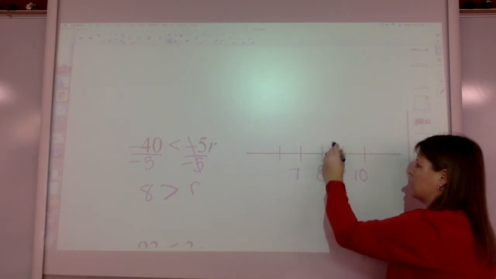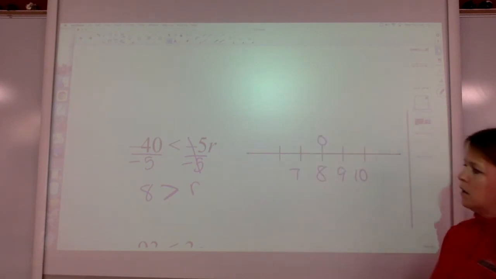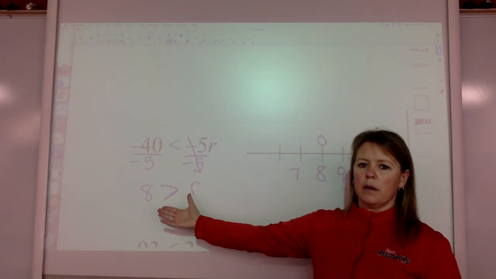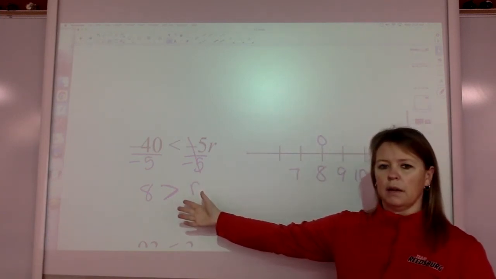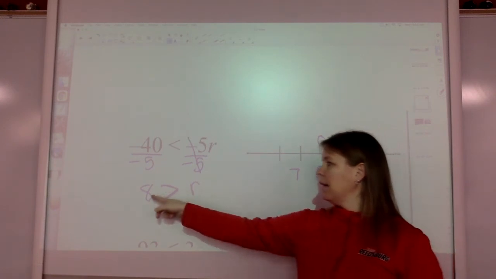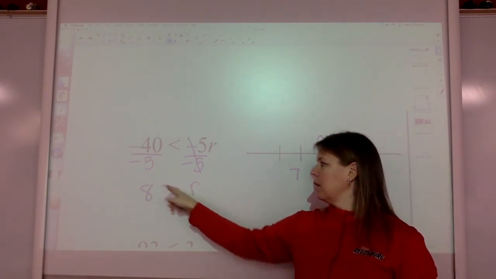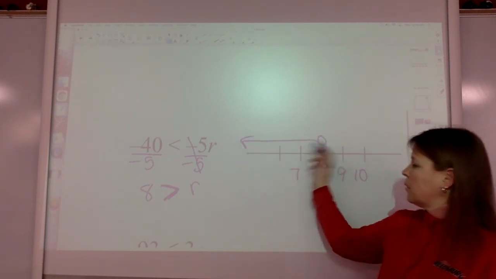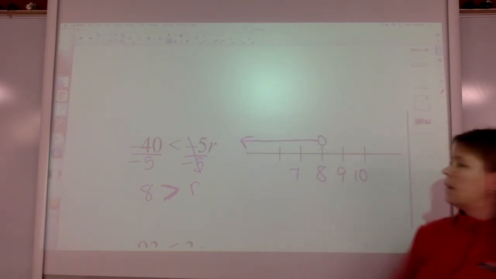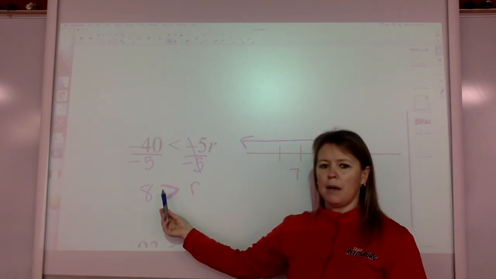8, 9, 10, 7, 8, 9, 10. And you have to be careful. You're not following the arrow here. You can't just draw it greater than and go to the right because our variable's on the wrong side. It wants r to be less than 8, so all of the numbers r must be smaller than 8. We flip the sign because we divided by a negative.